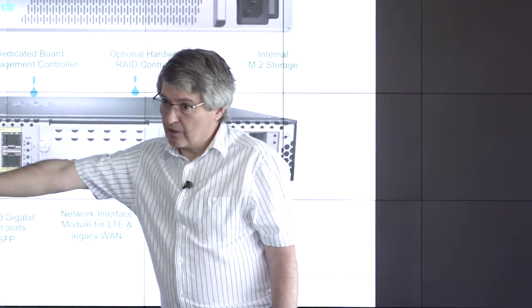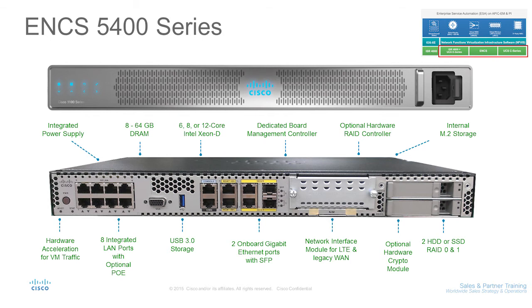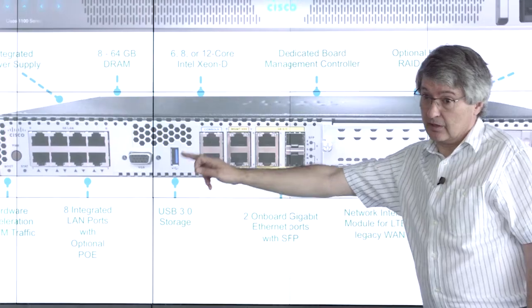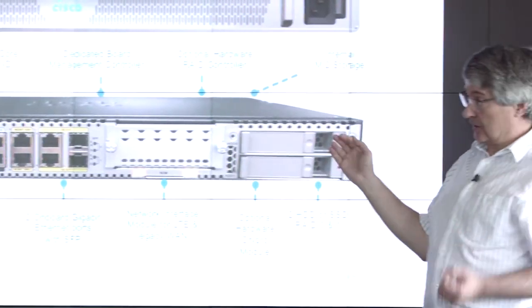For example, it has hardware acceleration built in for this VM traffic. So if you had a plain off-the-shelf server, you'd be routing all that traffic in software. If you have this server here, you'll be routing all that VM to VM traffic inside the hardware, inside the switch itself, inside the box.